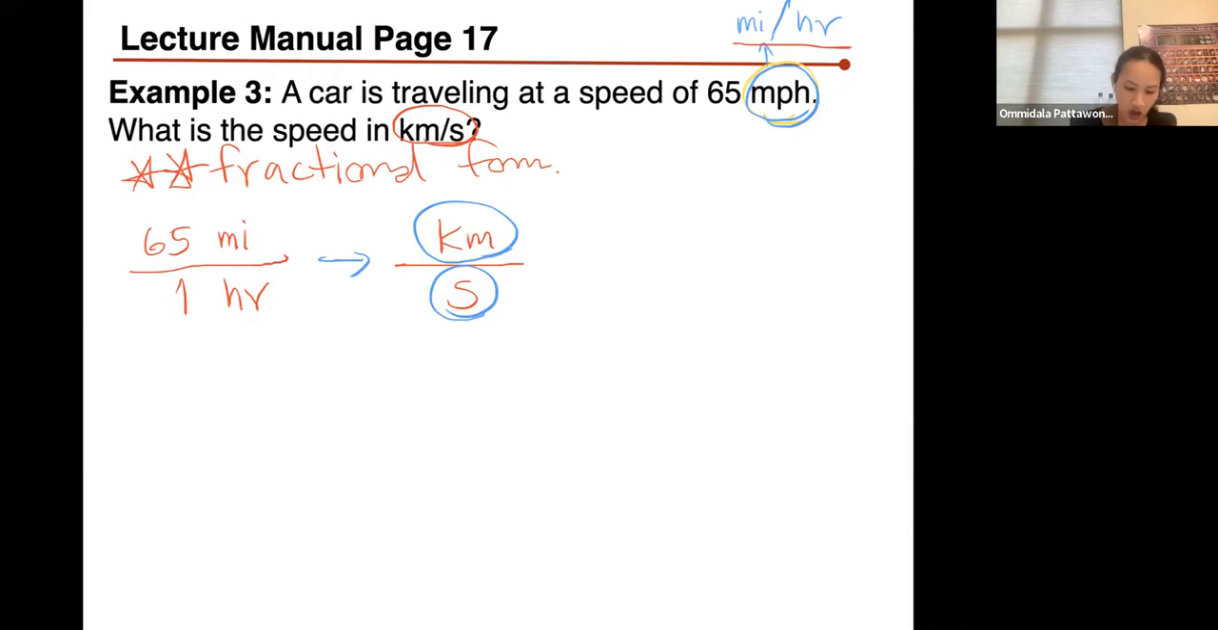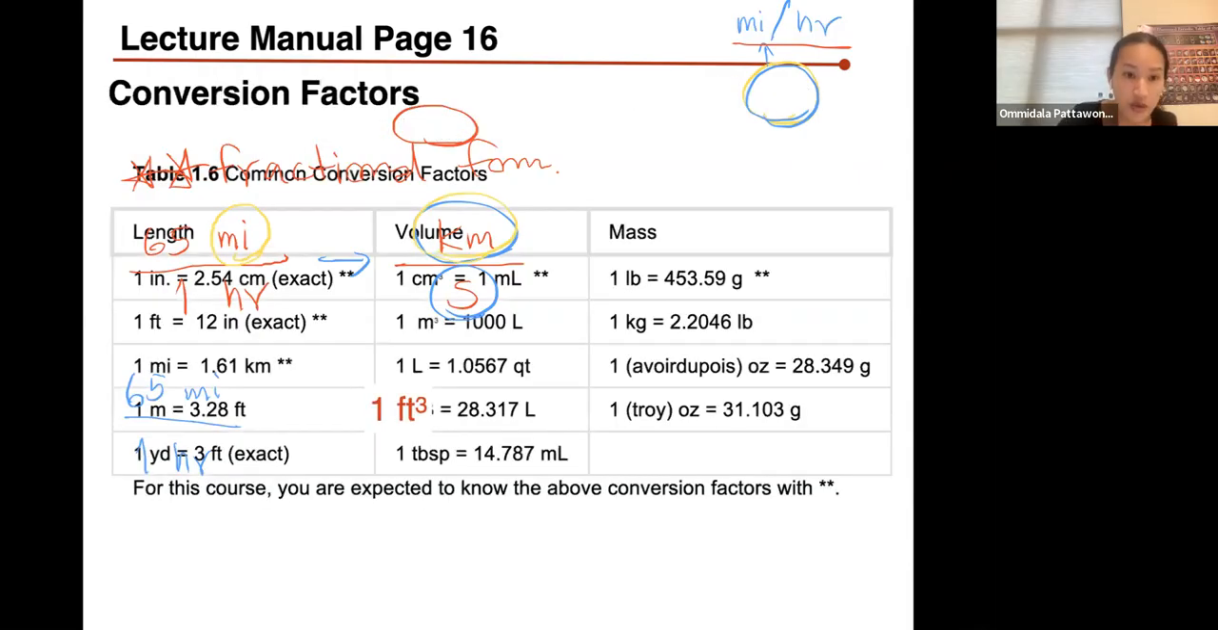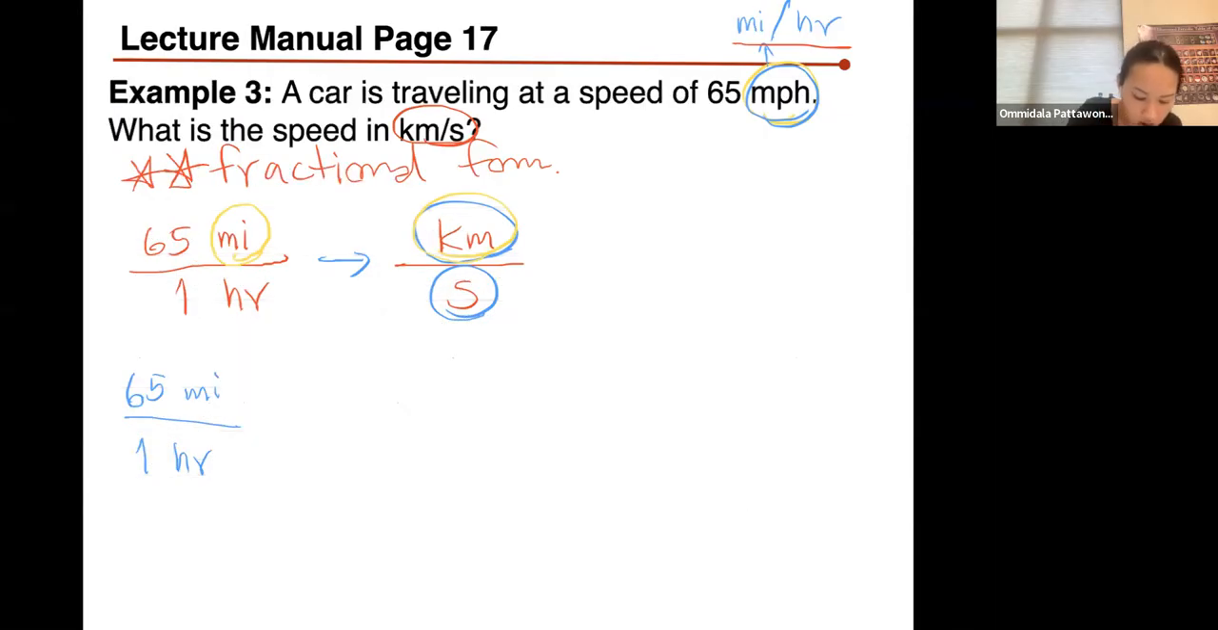Okay, so let's take a look at this. I'm going to go ahead and set this up: 65 miles per 1 hour. You can convert either length first or time first, it doesn't matter. We know that this is length, and this is also length, so you are going to go from mile to kilometer. Mile is an English unit, kilometer is a metric unit, so in this case we can use this table right here. It already tells you kilometer and mile. So I'm going to convert from mile to kilometer.